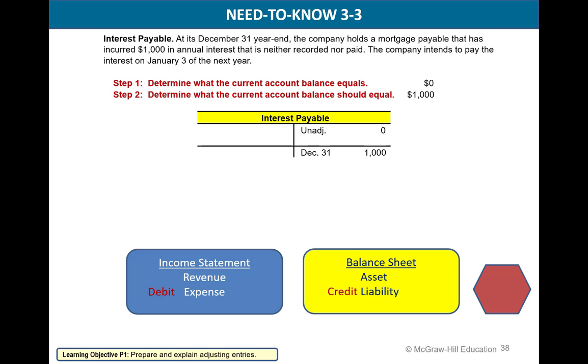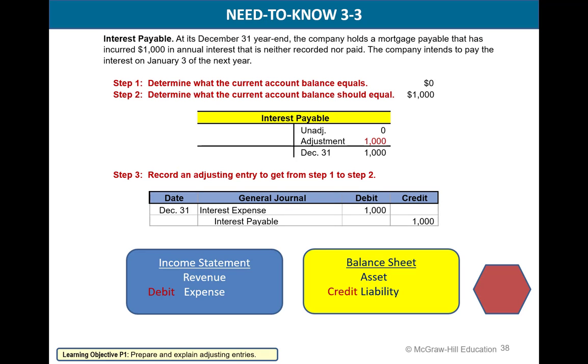But we've got to get the money in there, and we're going to do that with the adjusting entry. I will debit interest expense for $1,000 and credit interest payable. Now this interest payable has that $1,000 adjustment, and that justifies the balance that I expected of $1,000.